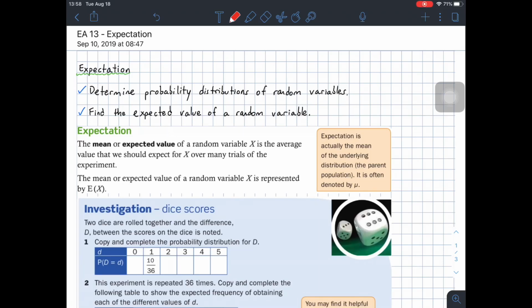Hello juniors, today we're going to see electronic assignment number 13 about expectation. This is the second electronic assignment corresponding to the last chapter of the book.